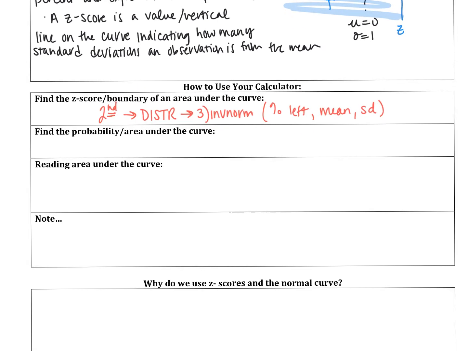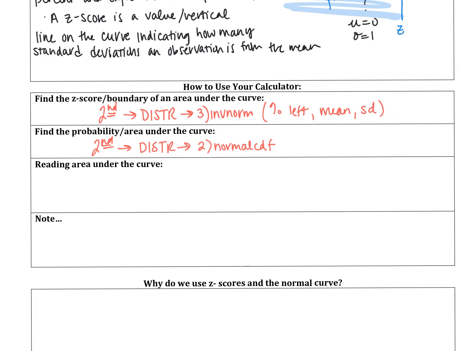Okay, find the probability or area under the curve. How do I do that on my calculator? I'm going to use that function, second, distribution. Option number 2 is normal CDF. And this is how I find the area under the curve.